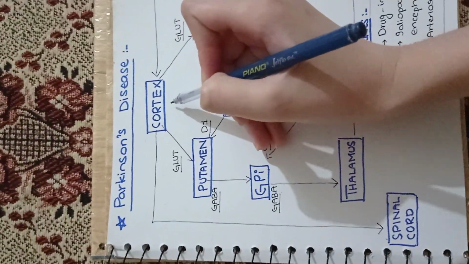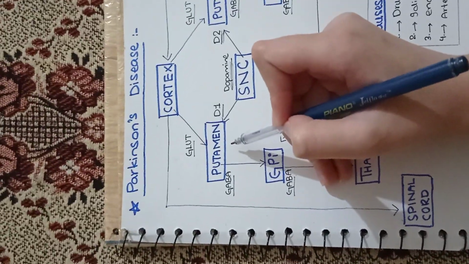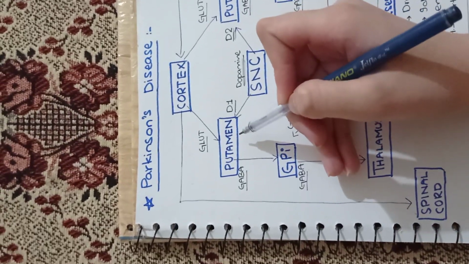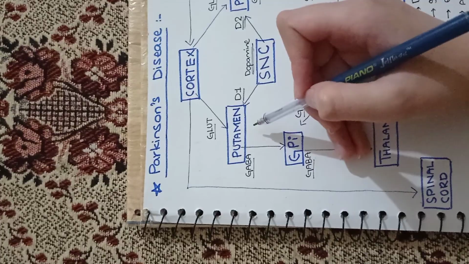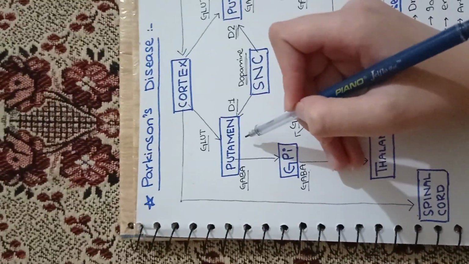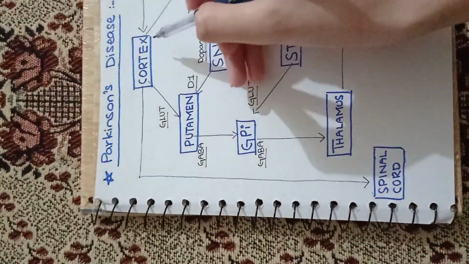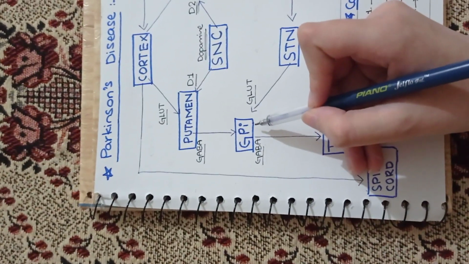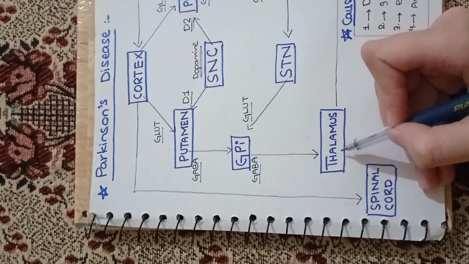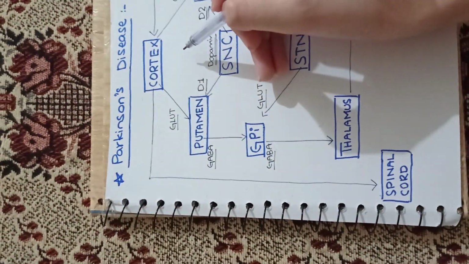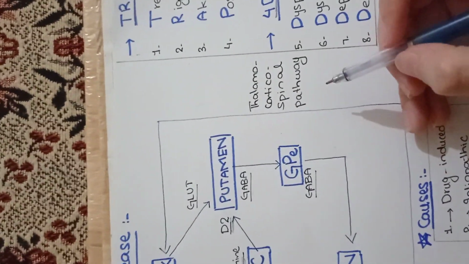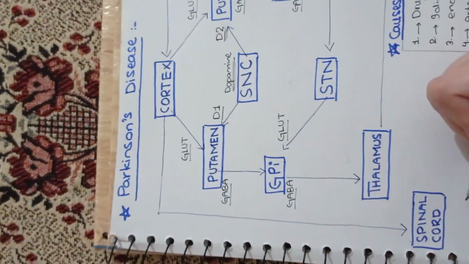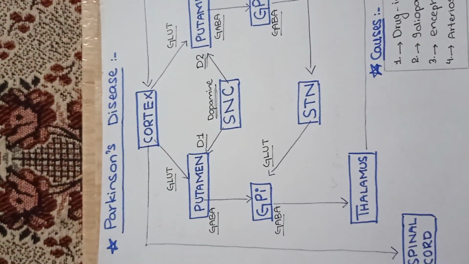The direct pathway goes from the cortex to the corpus striatum, or putamen. You can call it putamen or corpus striatum, because you know that corpus striatum includes putamen and the caudate nucleus. So mainly the putamen is involved. So from the cortex to the putamen, from the putamen to the globus pallidus internus, and through the globus pallidus internus to the thalamus, and then back to the cortex. This is the thalamocorticospinal pathway, from the thalamus to the cortex to the spinal cord. So this is the direct pathway.